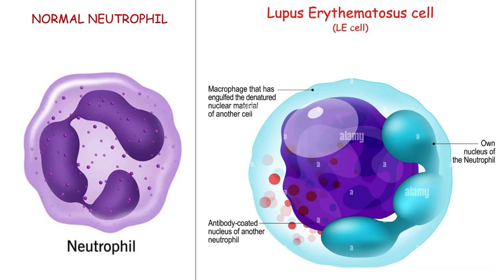Now coming to the LE cell. So what is an LE cell? It is a cell which engulfs the LE body. The middle portion, which you are able to see in violet color, is the LE body engulfed by the neutrophil. Now this neutrophil with the engulfed LE body is called an LE cell. What are the changes you can see in an LE cell? First thing is the trilobed nucleus is pushed peripherally because the central part is taken up by the LE body.